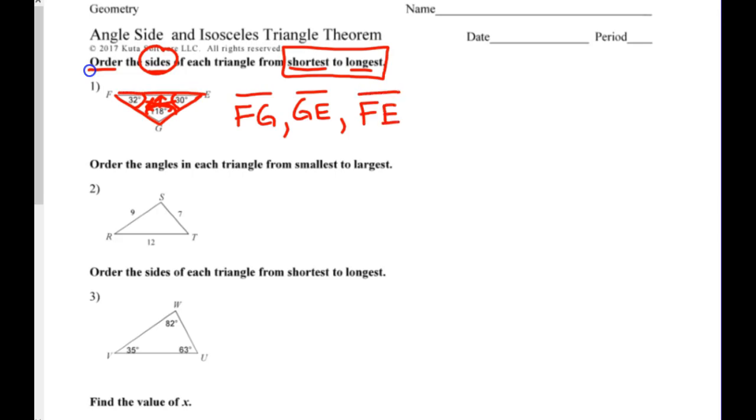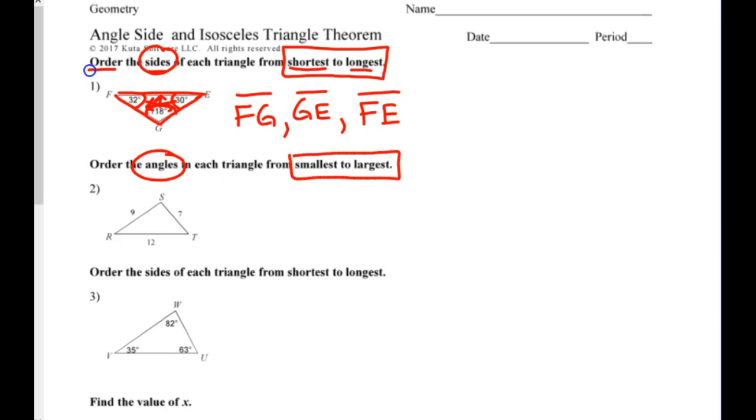Okay? I'm telling you, most people, when they get this wrong, it's because they put them in angle order. They'll tell me E and then F and then G. Okay? Those are angles. That's not what I'm looking for. So please read these carefully. On number 2, it says order the angles from smallest to largest.